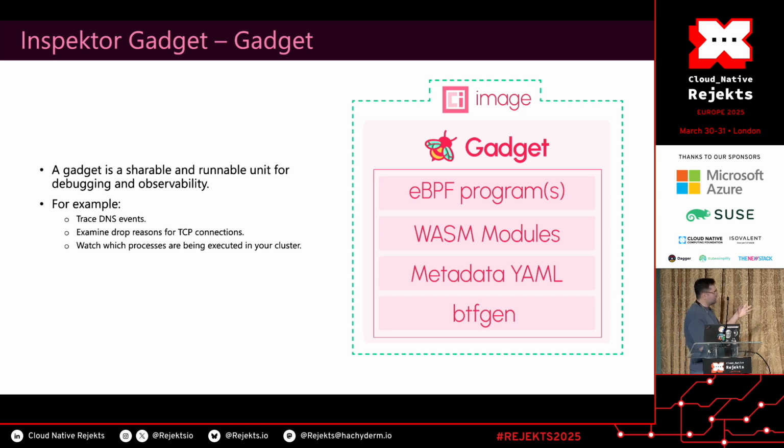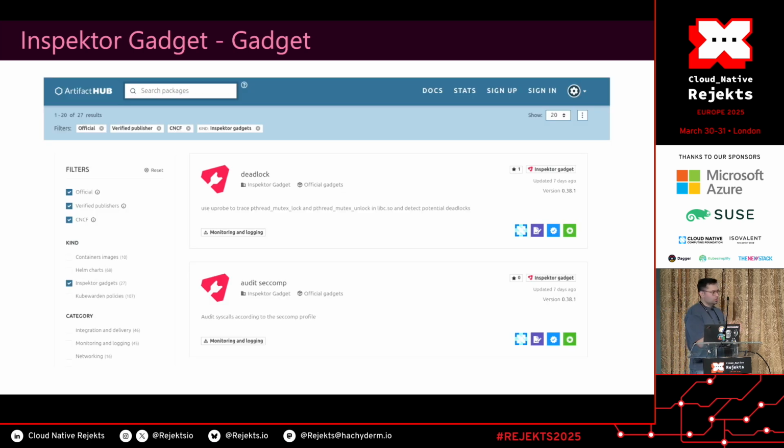The shareability aspect of gadgets comes from the fact that they live in an OCI registry. So you build them and then push them to different OCI registries. They have different components that include eBPF programs or WASM modules. As a user of a gadget, you don't need to care about building these gadgets because we, Inspector Gadget, maintain an official list of gadgets.